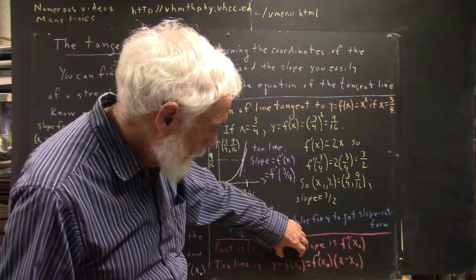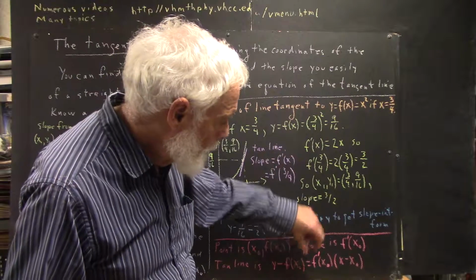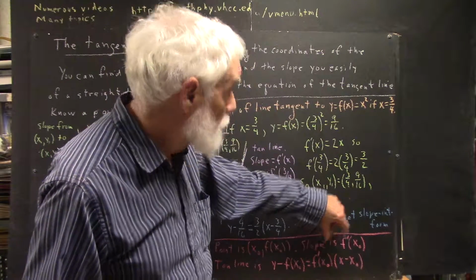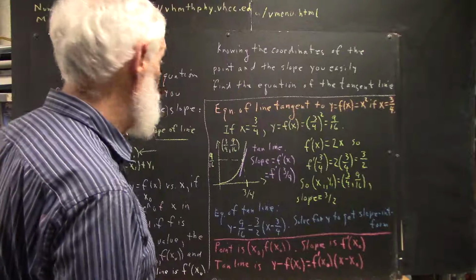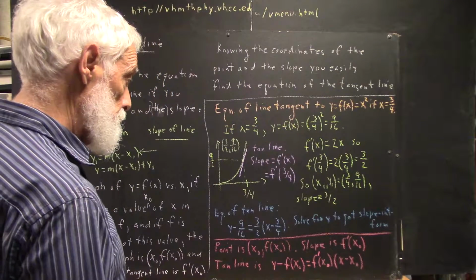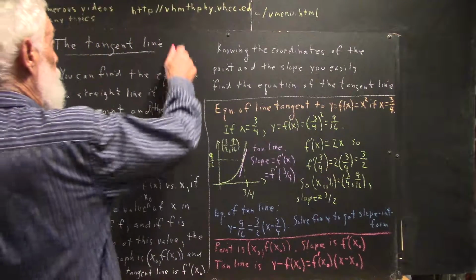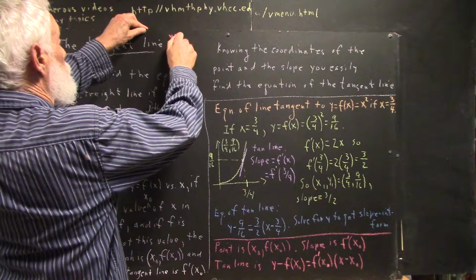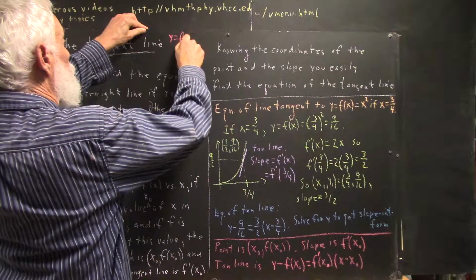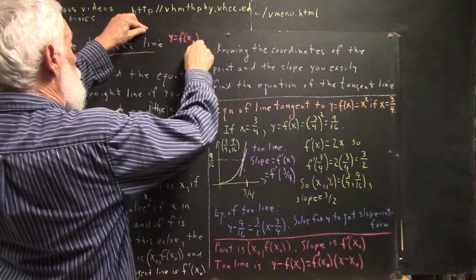If I add x naught, I get y equals f of x naught plus f prime of x naught times x minus x naught. And I'll kind of write that down up here, because this is a really common and important form.